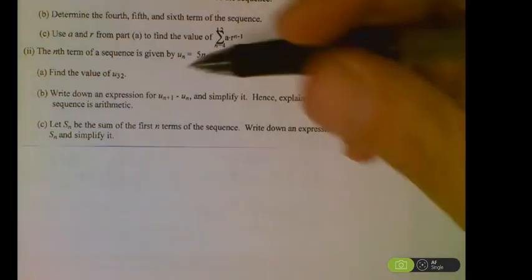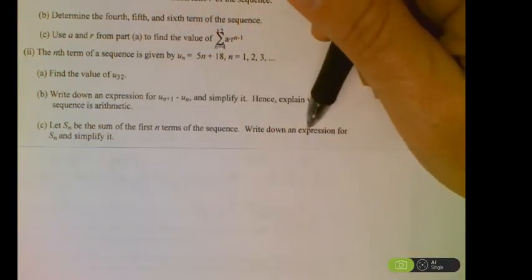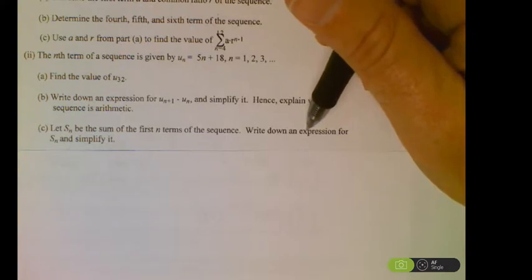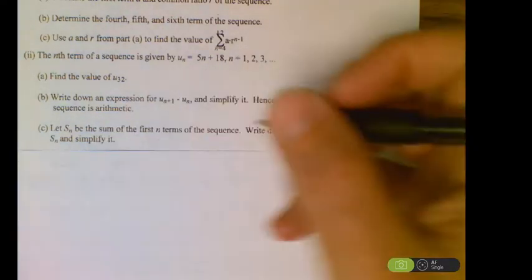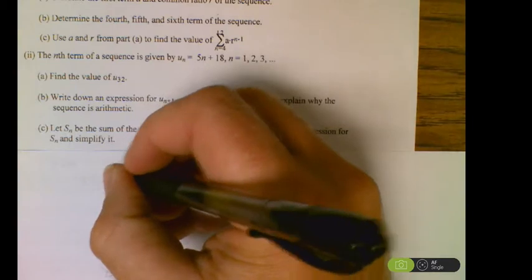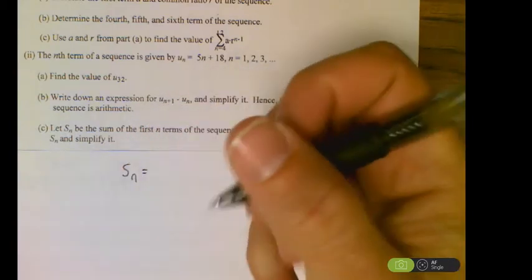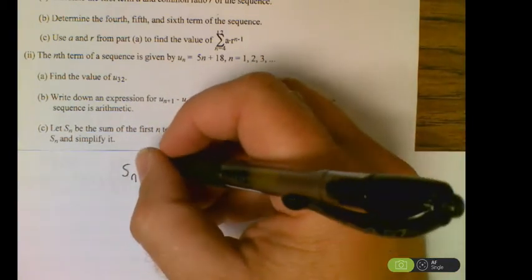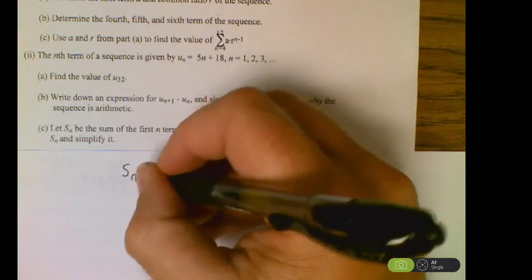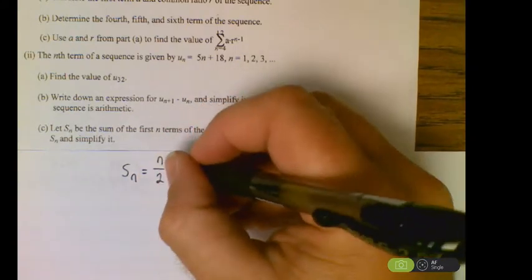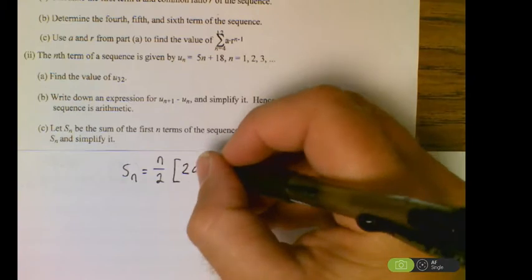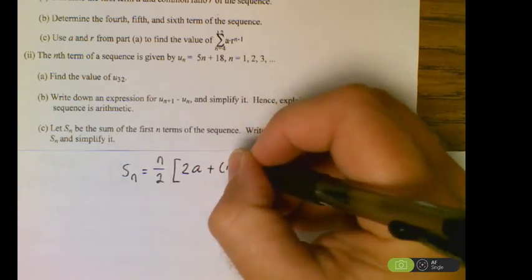So now they're talking about the sum of the first n terms, so write down an expression for that and simplify it. In this case, because it's an arithmetic pattern, I'm going to use the arithmetic sum formula. So for this one, this is where you get the n over 2 times 2 times the first term plus n minus 1 d.